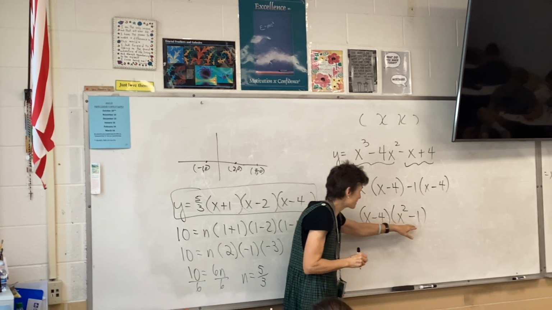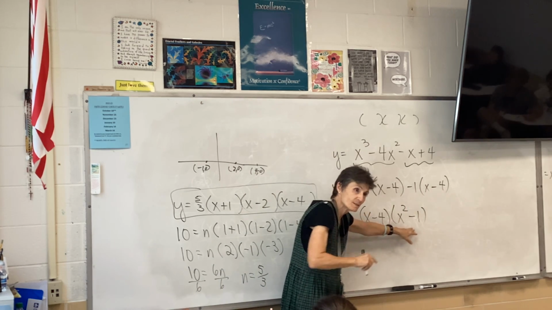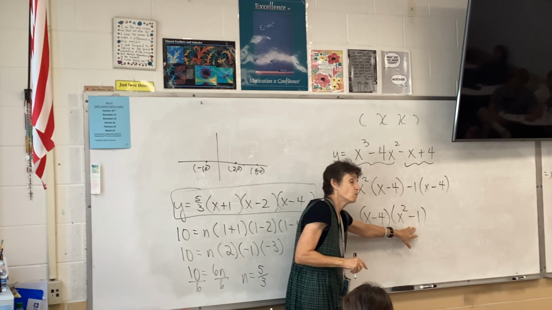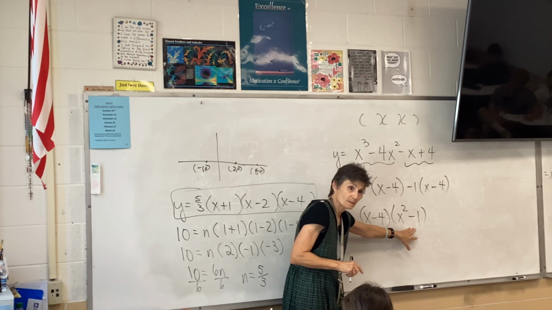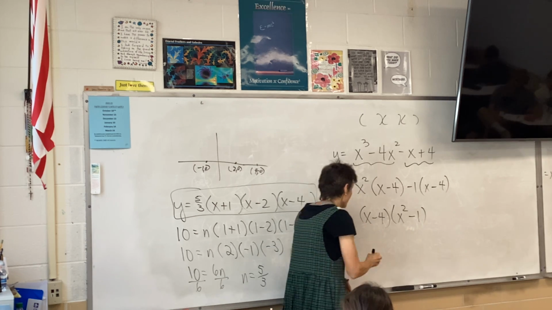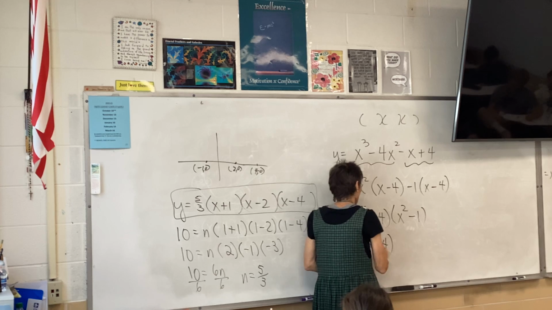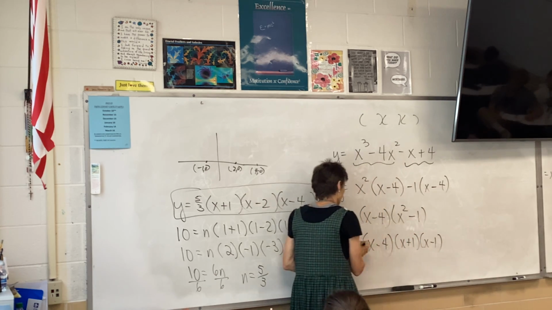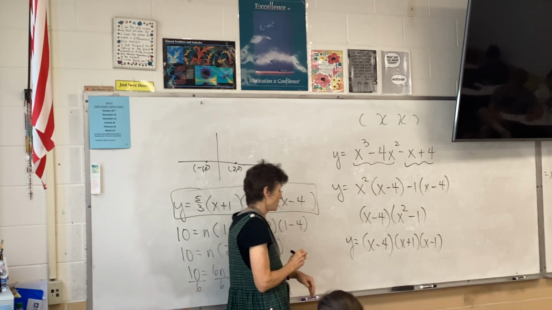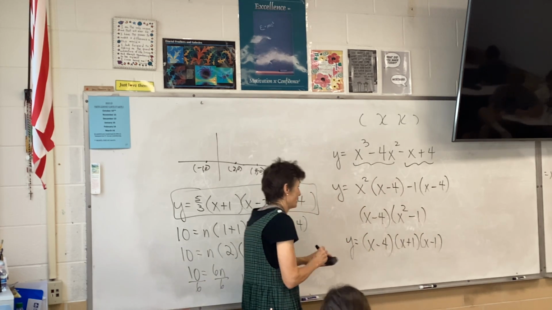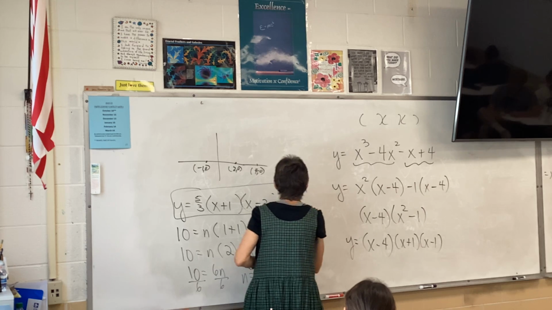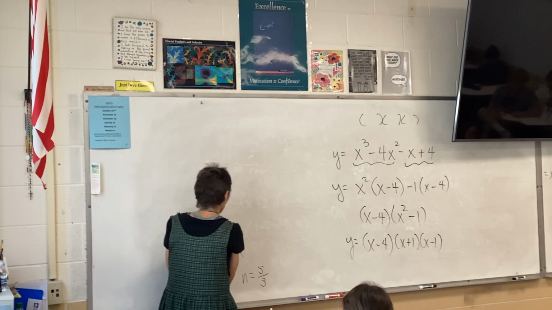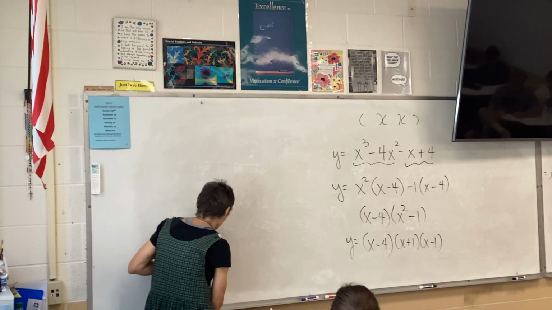How many millions of times have you and I together in this class already seen something like this? A lot. What is x squared minus 1? Difference of squares. It's x plus 1, x minus 1. Now we aren't done, but we've done the first step. Now that it looks like that, can we graph it?